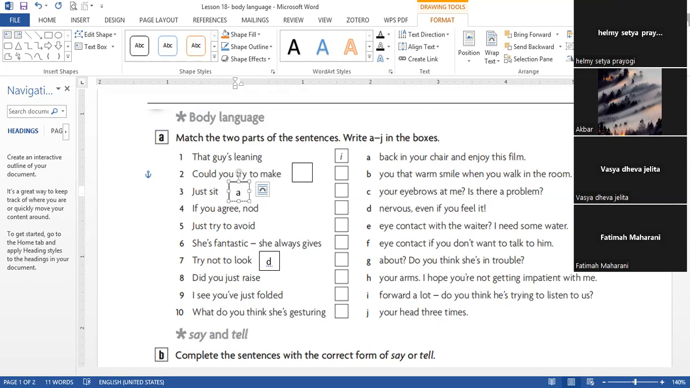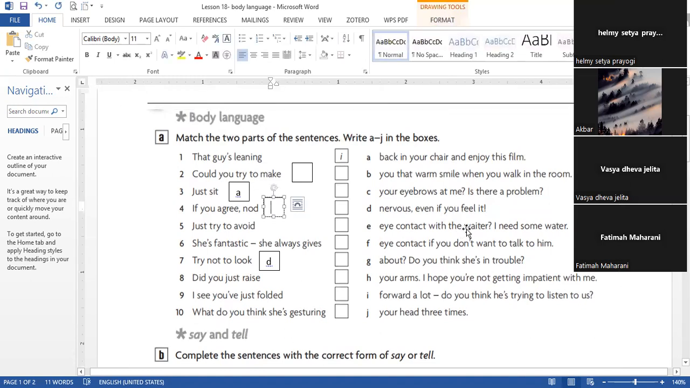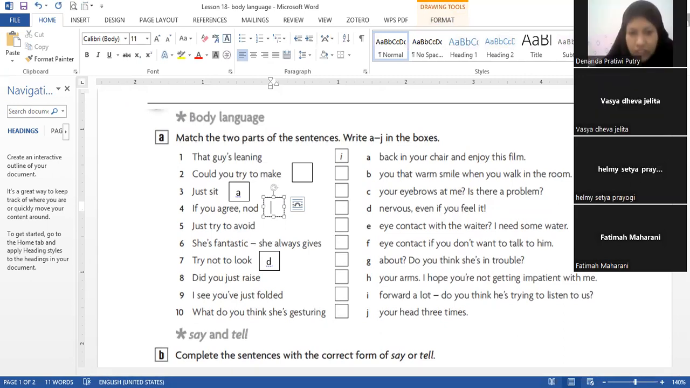Number three is, I think, A, sit back in your chairs and enjoy this film. No, I mean the other, because number three was already answered by Mr. Helmi. Let's move to another. You can choose randomly. Number four. Nodding, like this. Okay, mengangguk, nodding. Okay, good.